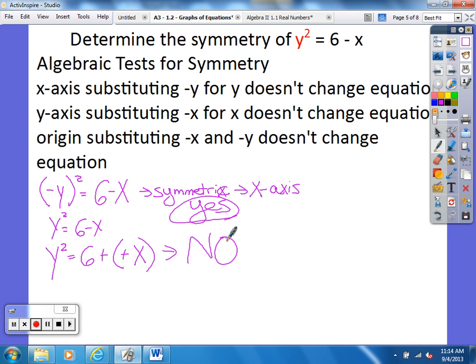Let's check origin. So I'm going to put in negative y and negative x. If I'm checking origin, I'm putting in both with negative. Alright, negative y squared becomes y squared. And minus the negative, we're just going to write as a plus. Is that the exact same again as the original? No.